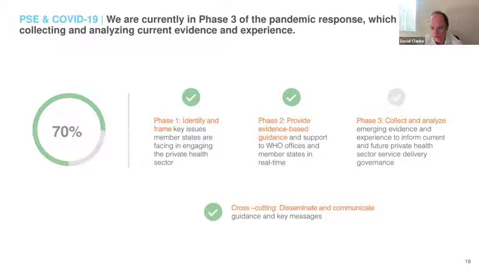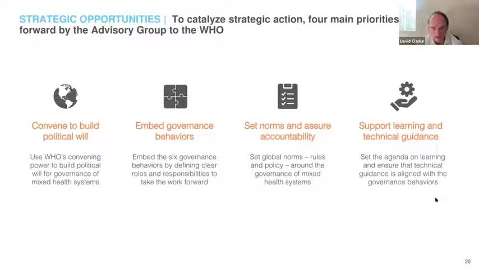And in phase three, which we're currently in, we've been collecting and analysing evidence and experiences to help us inform current and future private health advice and future products to support our countries in this area. And throughout this phase, we've been engaged in dissemination and communication. Now, to catalyse strategic action in regard to the strategy and implement it, our advisory group has advised us to focus on four strategic priorities.